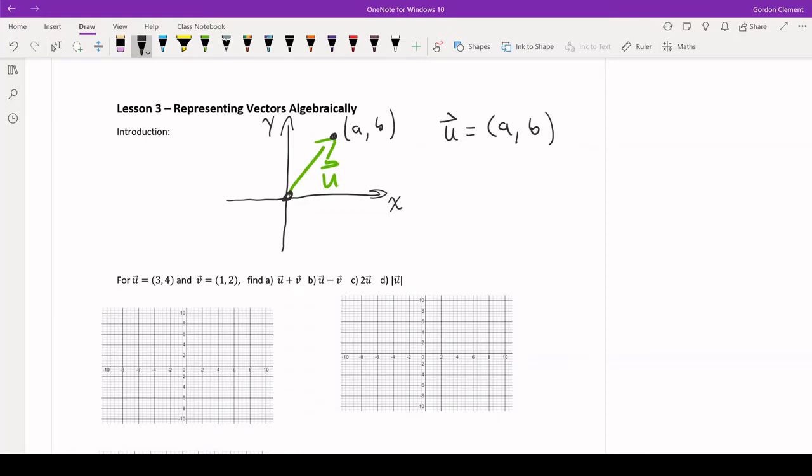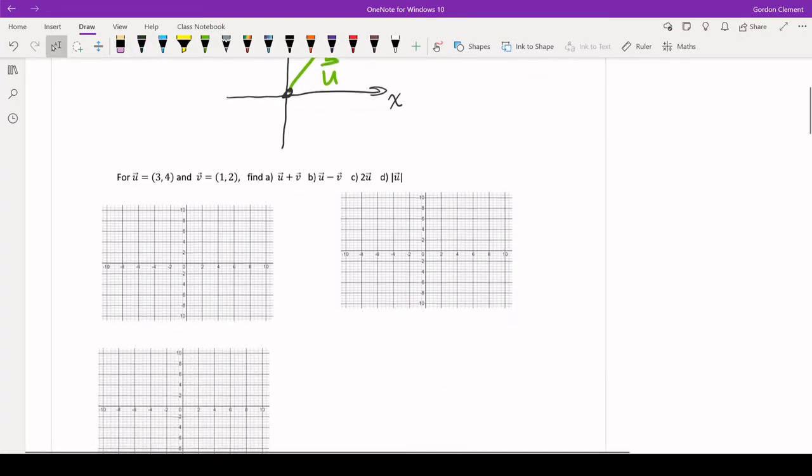And you're going to say, Mr. Clement, that's a point, and then u is a vector. So what this is doing is we're representing that vector, and when I list a set of coordinates and I'm telling you it's a vector, so I have a vector symbol in front of it, I'm saying the vector that starts at the origin and ends at the point (a, b). So that's our setup.